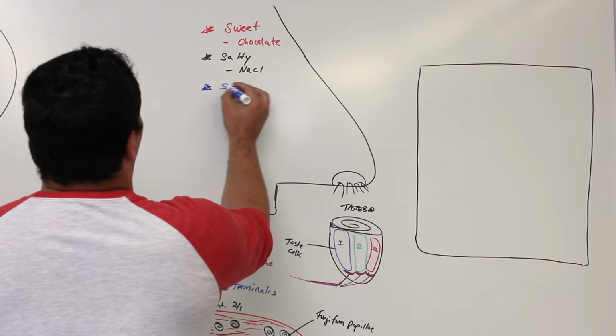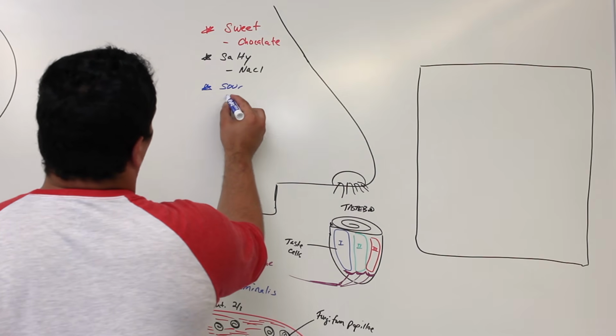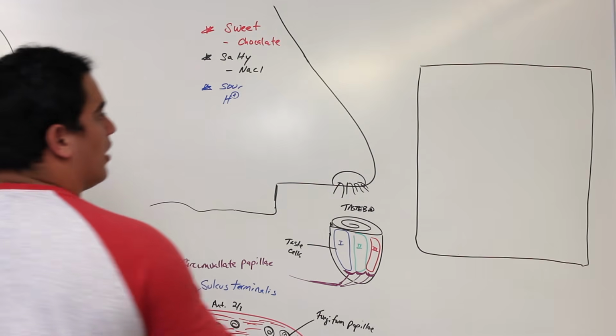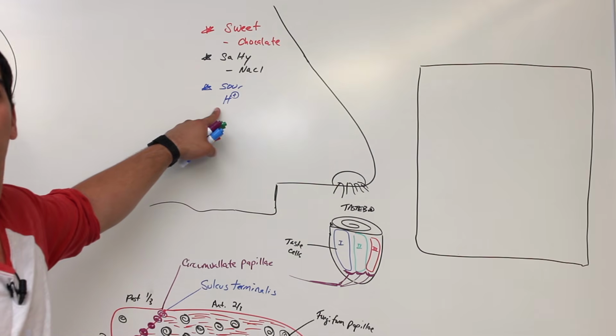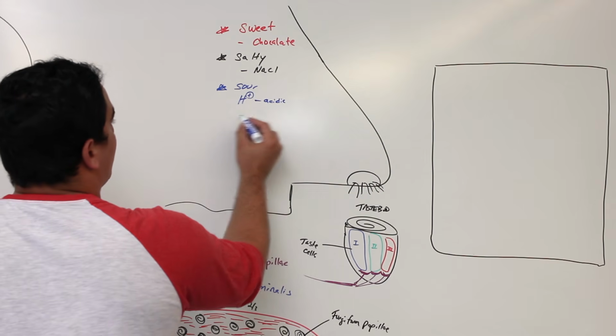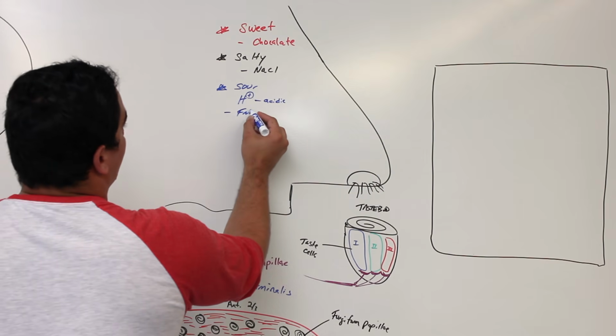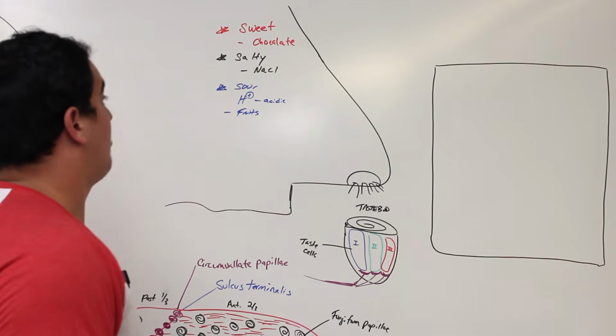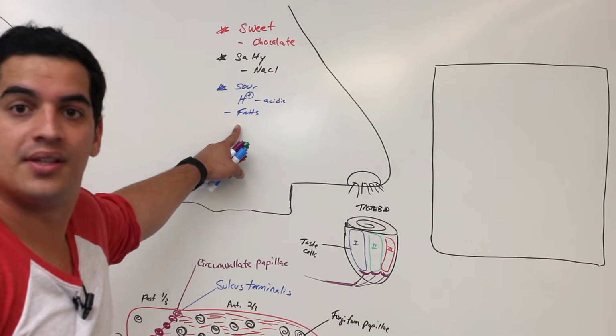What if something is sour? Well, if it's sour, it's rich in protons. Or if it's sour and it's rich in protons, it's more acidic. So if it's more acidic, think about certain types of acidic foods, like fruits. So fruits is a good example of certain types of sour substances.